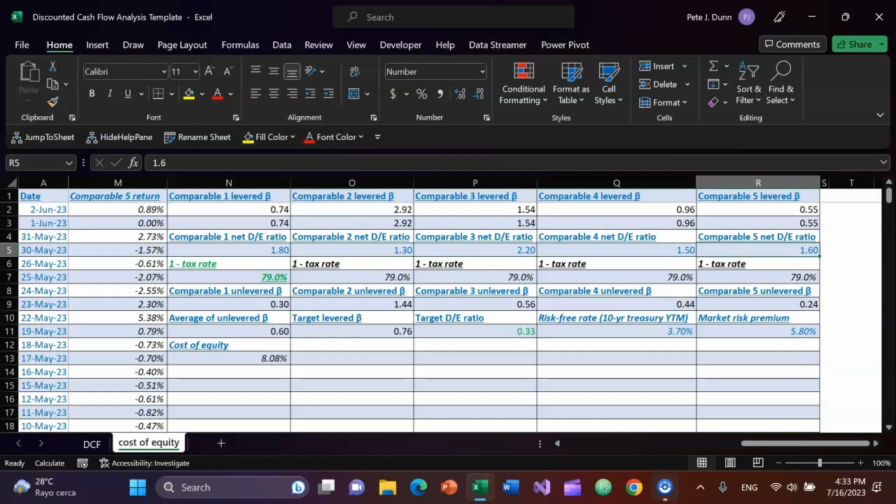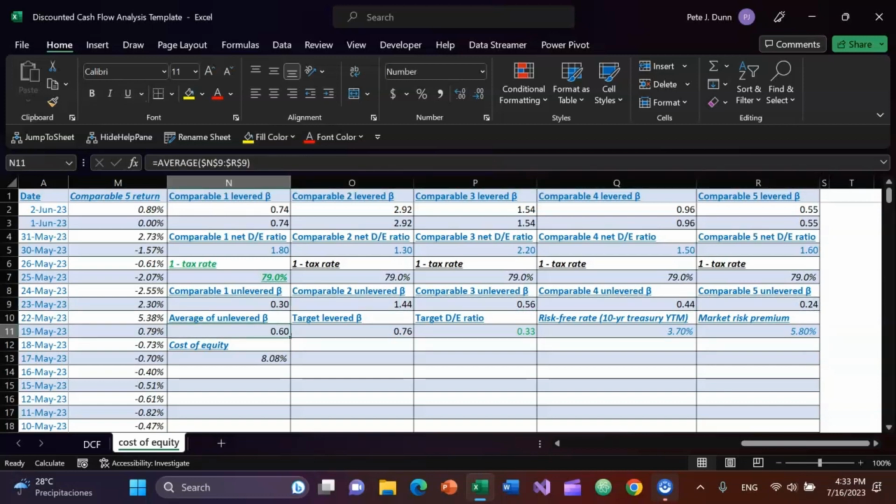I just made up some debt to equity ratios for this hypothetical example, but normally you can calculate those with financial statement data from SEC Edgar website. 1 minus tax rate. I have a tax rate forecast of 21% in the DCF tab, and so 1 minus tax rate is 79%. Then I use the Modigliani-Miller formulas to take the levered betas divided by 1 plus the product between the firm's net debt to equity ratios and 1 minus the tax rates, and that's how I get to the unlevered betas for each of the 5 comparables.